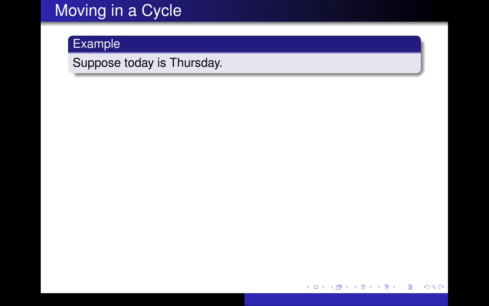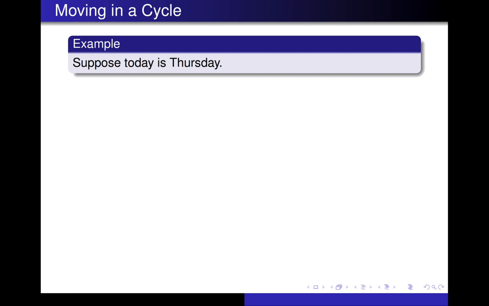So the first thing that I want to look at is the example of days of the week. That's one of the things that you can think of as being in some sort of cycle, right? No matter what day of the week it is, in 7 days, it's going to be the exact same day again. So it moves in a cycle. I'm going to use that to demonstrate something to you.